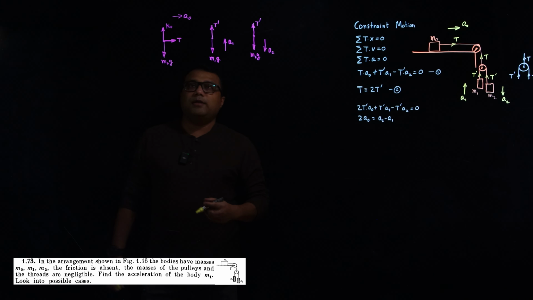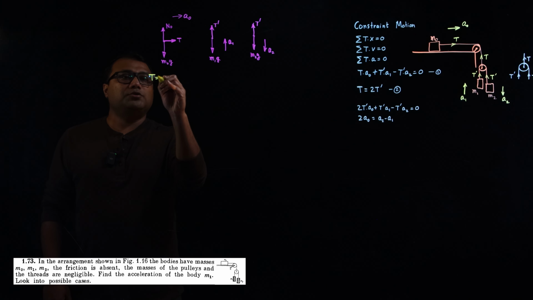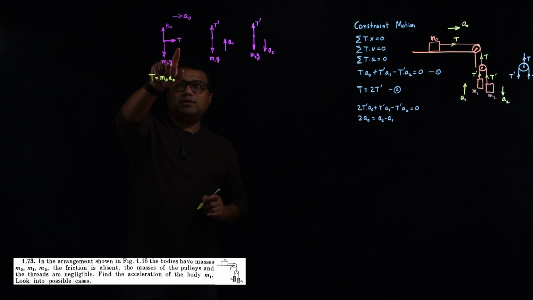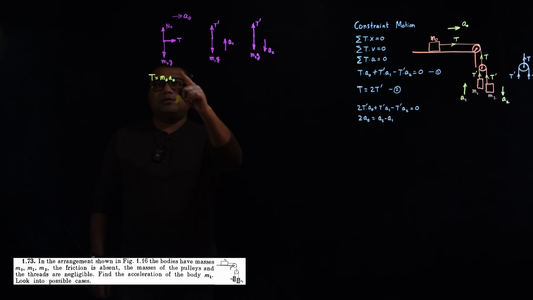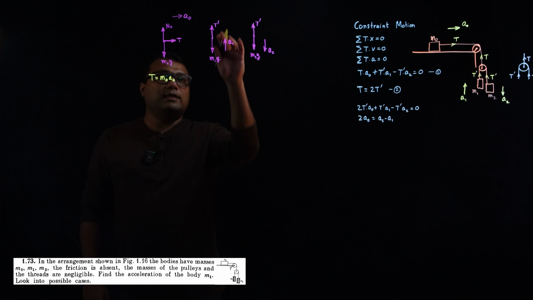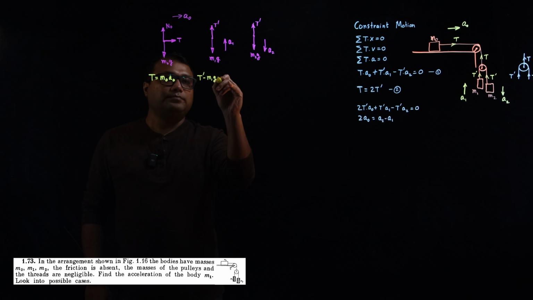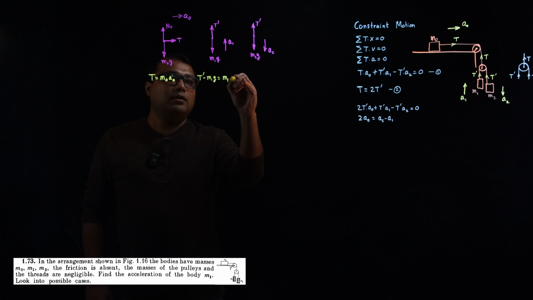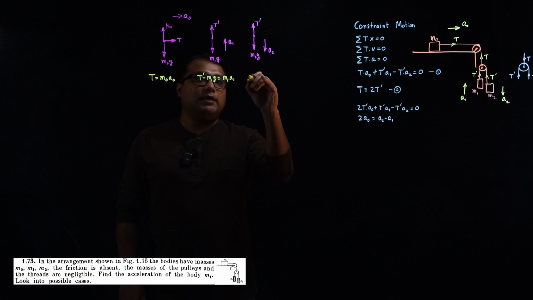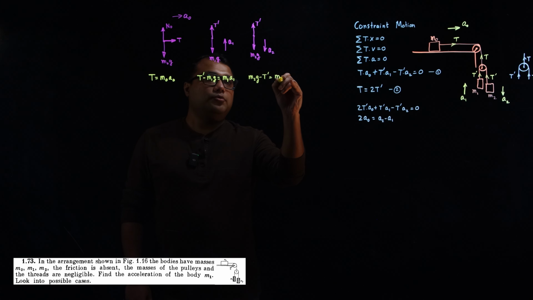Now that we have the free body diagrams, we can start framing the equations. So T is equal to M0 A0, simple. This tension is responsible for the acceleration of M0 in the horizontal direction. Now M1 is accelerating upward, so T dashed is more than M1G, so T dashed minus M1G is equal to M1 A1. And from here, M2G is more than T dashed, so we can write M2G minus T dashed is equal to M2 A2.